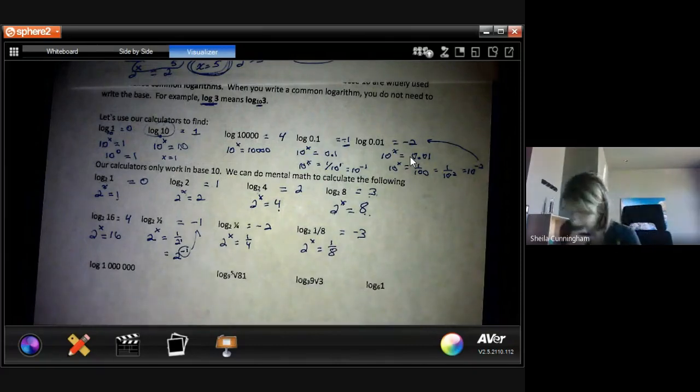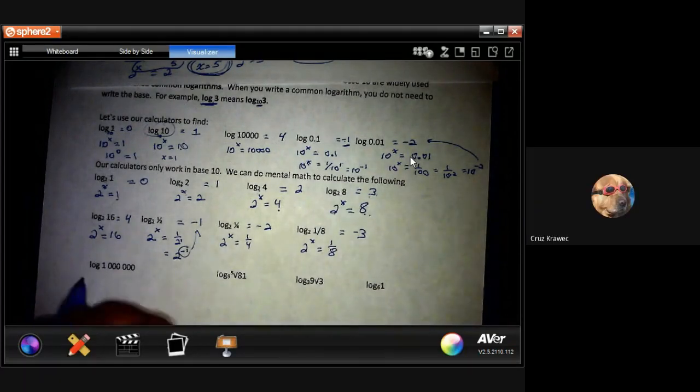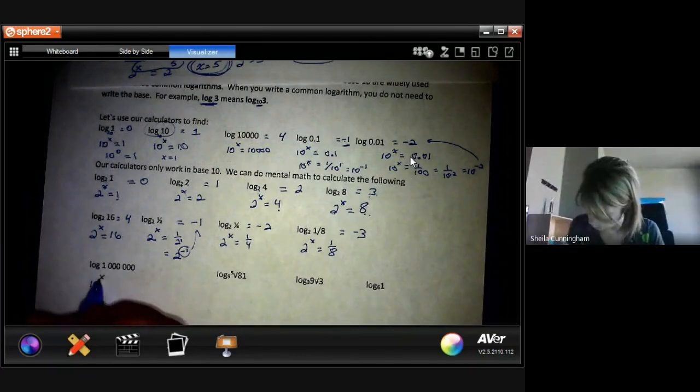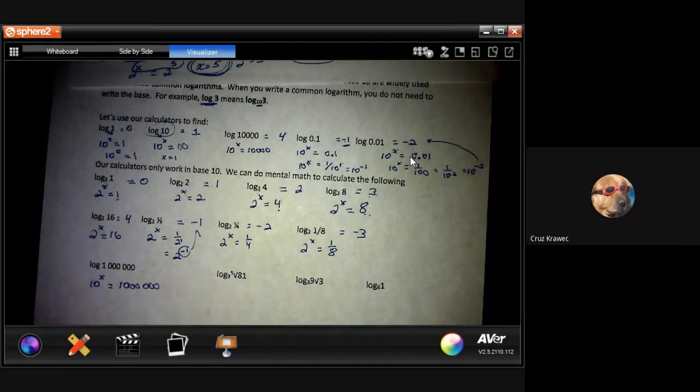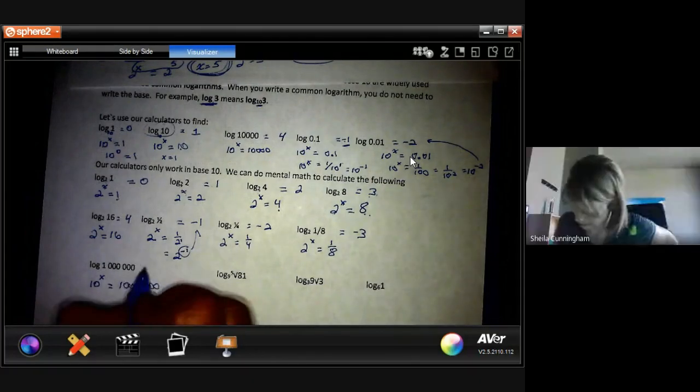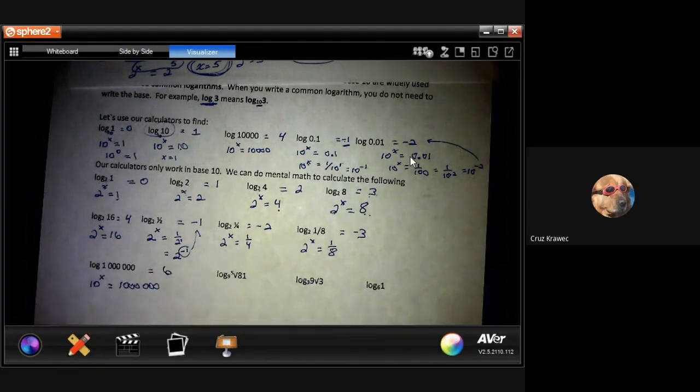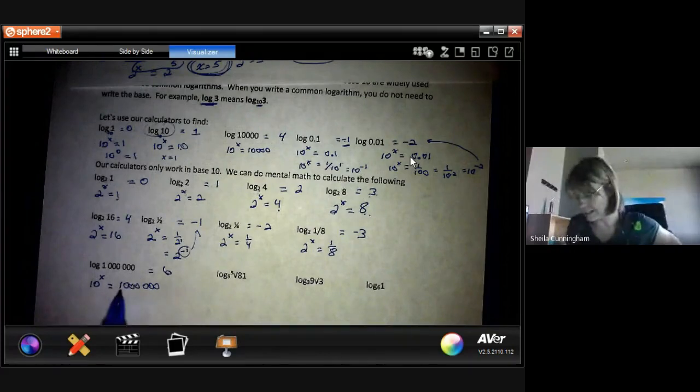Okay, so let's look at log of 1 million. So what's our base to this one? 10. Yep, so we're basically looking at this as 10 to what power is equal to 1 million. Would it be 6? Yes, you betcha. Is the exponent always going to be just the amount of zeros that are there? In this instance, when we're dealing with a base 10 like this, absolutely.